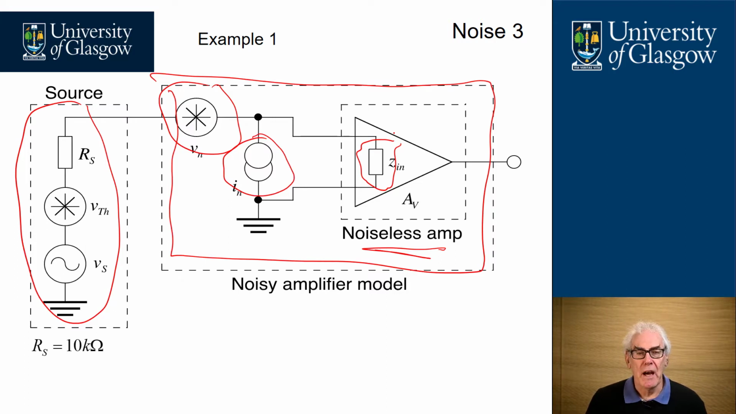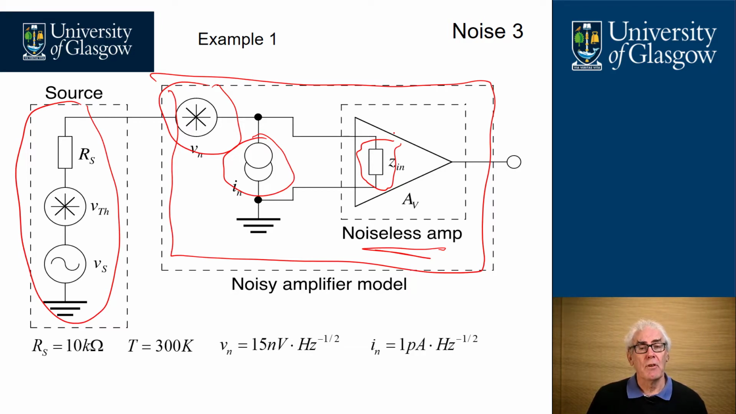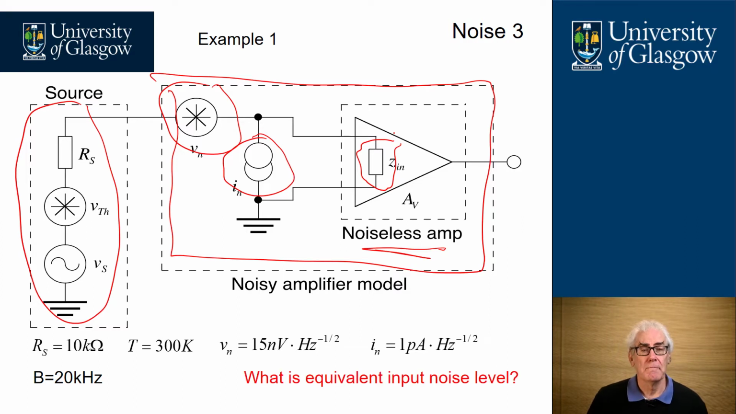For the example we're going to look at here, we're going to assume the RS has a source resistance of 10 kΩ, that the temperature is 300 degrees Kelvin or approximately 27 degrees centigrade, that the noise voltage associated with the amplifier is 15 nV/√Hz, and the noise current is 1 pA/√Hz. And we're going to consider the noise across a bandwidth of 20 kHz, which happens to be approximately the audio bandwidth. What we want to know is what is the equivalent input noise voltage for this circuit and the circumstances here.